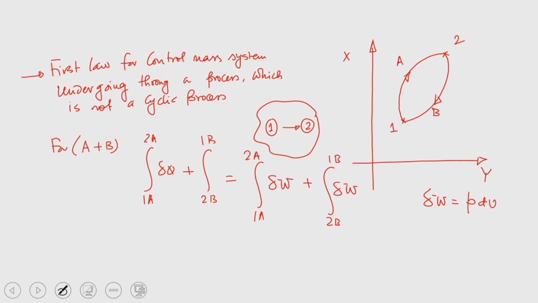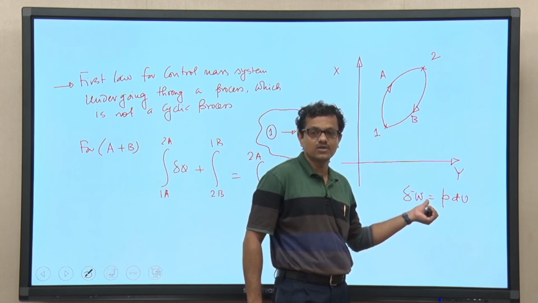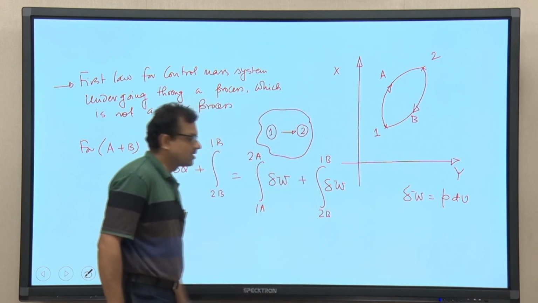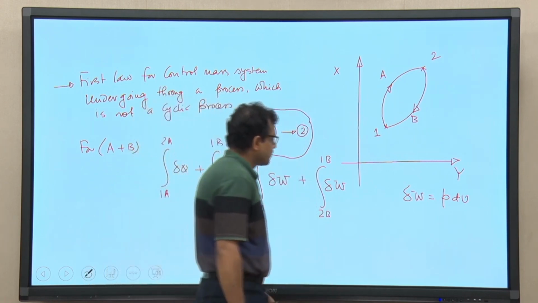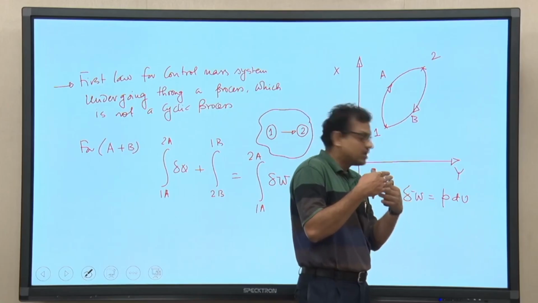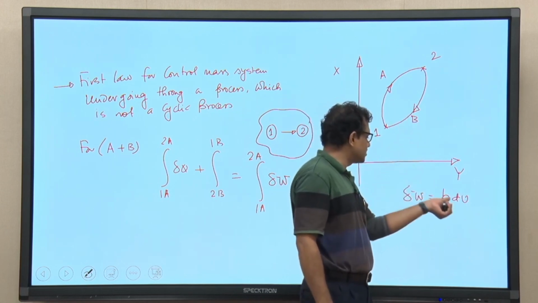It is not necessary that the system has to be only a control mass system. Even if the system is a control volume system, but the process is quasi-static, then it can be written as P dV, a simple compressible pure substance. Now, you understand that the work done depends on pressure and volume. So, it does not depend on the state points 1 and 2, rather the path on which the pressure and volume change. So, maybe the pressure changes with volume.